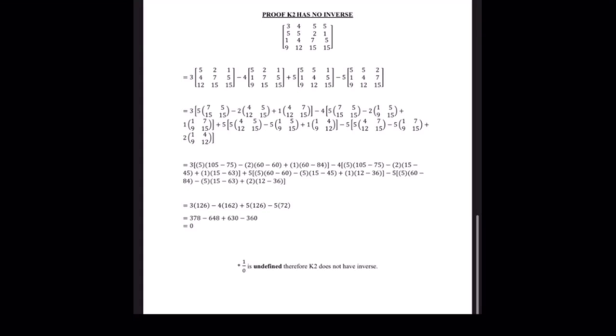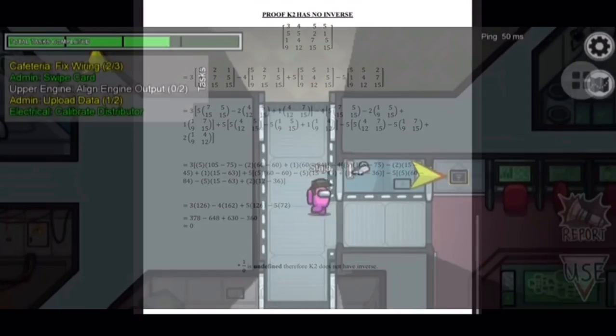As you can see, when we calculate the determinant of this matrix, the result of the calculation becomes 0. Since 1 over the determinant, which is 1 over 0, is undefined, therefore K2 does not have an inverse.